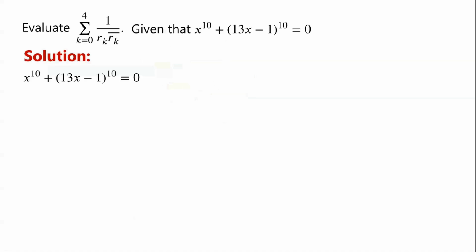This is a polynomial equation with a degree of 10, so it has a total of 10 roots: 5 roots and their corresponding conjugates. Clearly x equals 0 is not a solution of the equation, so we divide both sides of the equation by x to the power 10.